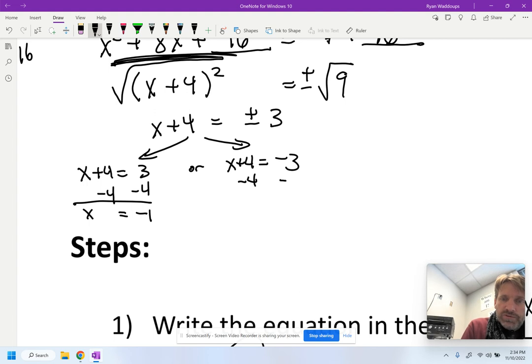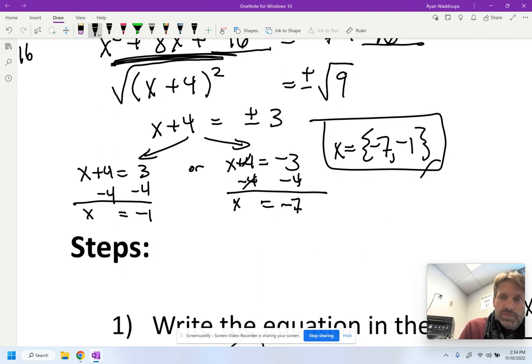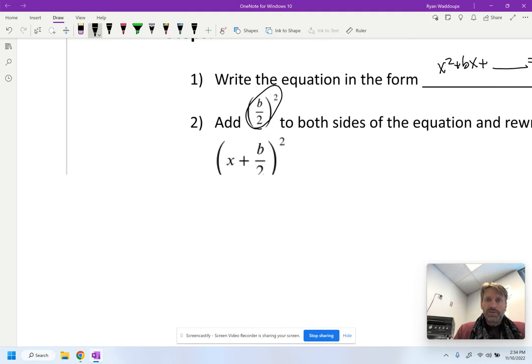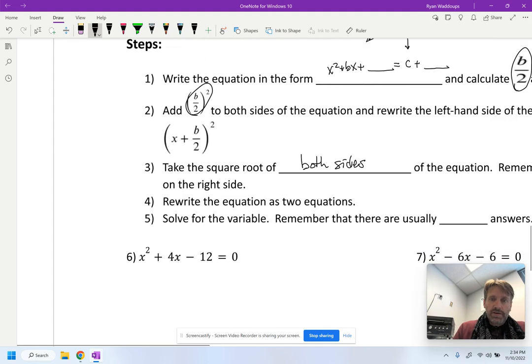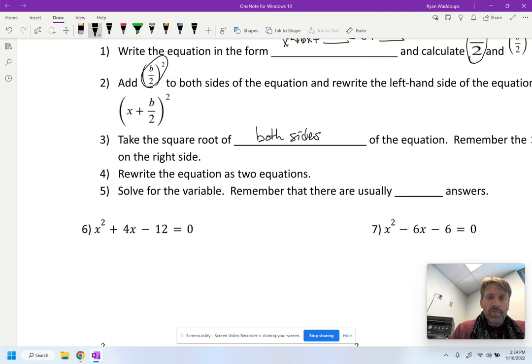Over here, subtract 4, and then x in this case is equal to minus 7. And so our solution set is -7 or -1. Those are our answers here. So just to finish up the process, it says rewrite the equation as two equations, solve for the variable. Remember that there are usually two answers.